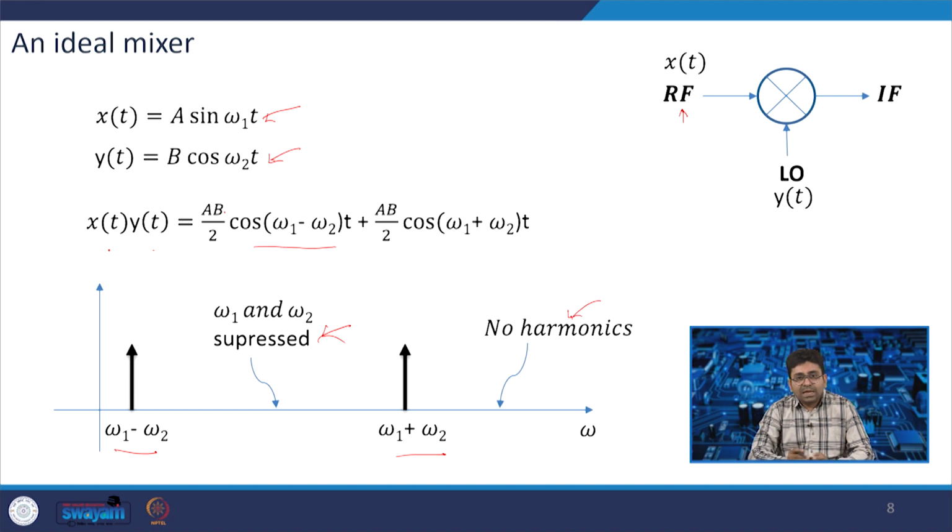So, if you want to use this mixer as an up converter mixer, then you can filter out this, or if you want to use it as a down converter, then you can filter out this. So, that is why filtering in combination with the non-linearity or time variance is important.